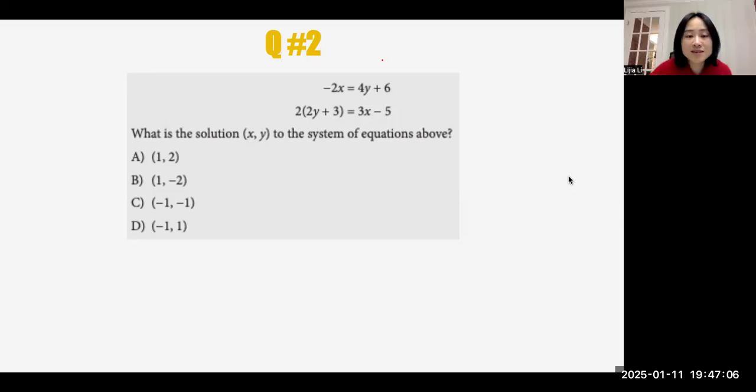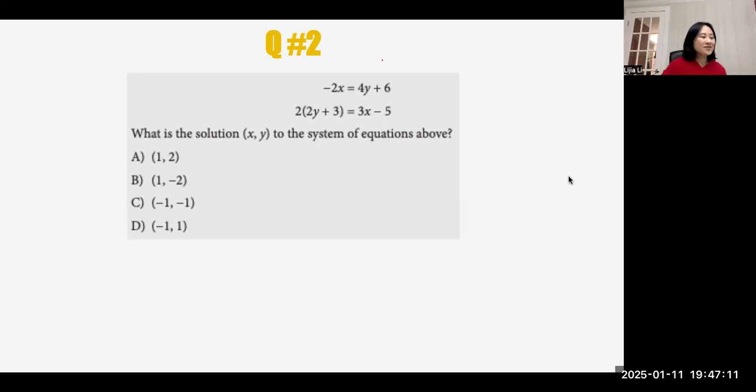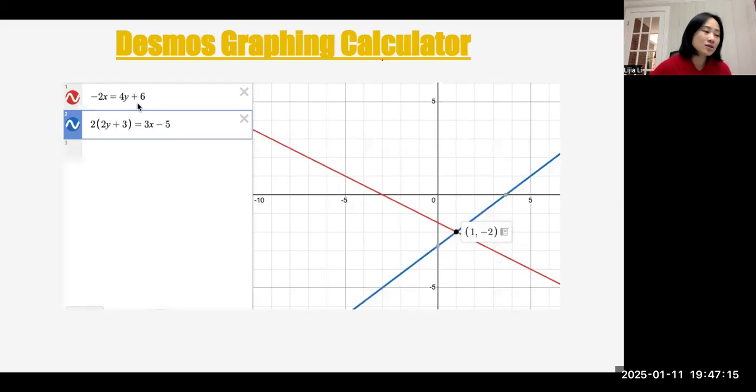Which method did you use? I use Desmos. Oh, cool. Okay, very nice. Let me show the Desmos here. So this is Desmos. If you type these two equations in the Desmos graphing calculator, which is embedded in the digital test platform, you simply find the intersect point, which is 1, -2. This is super fast, okay?